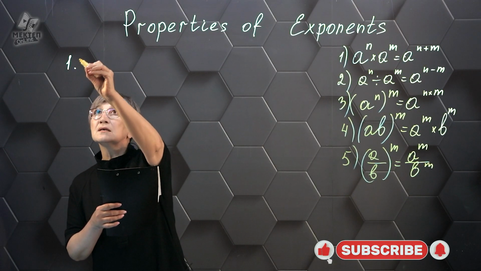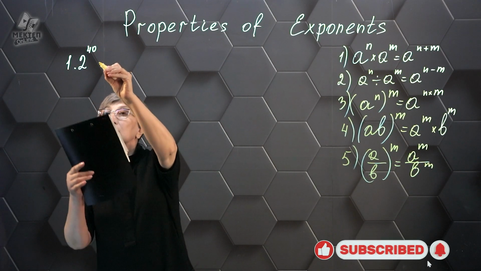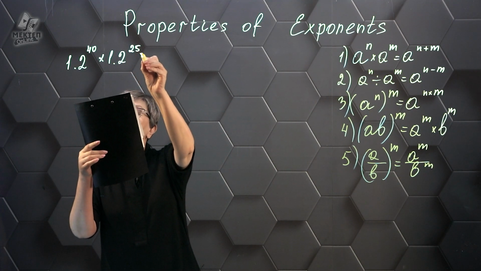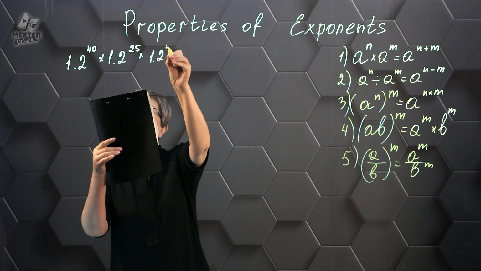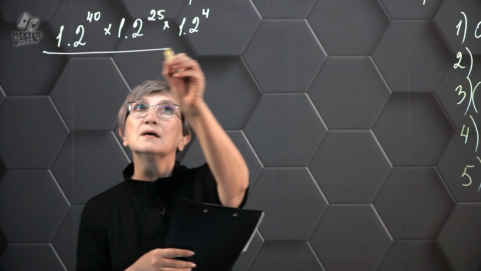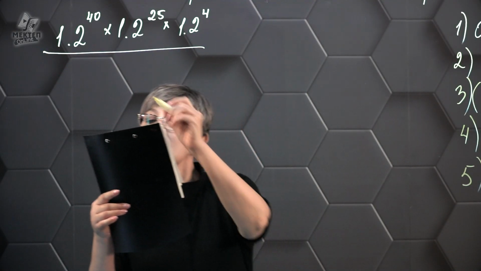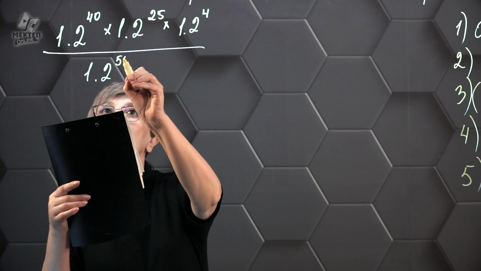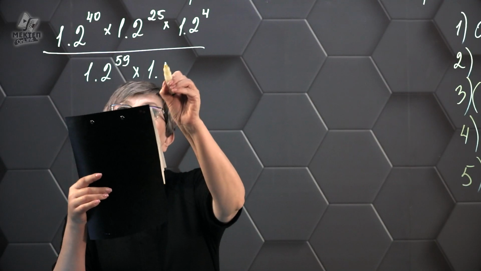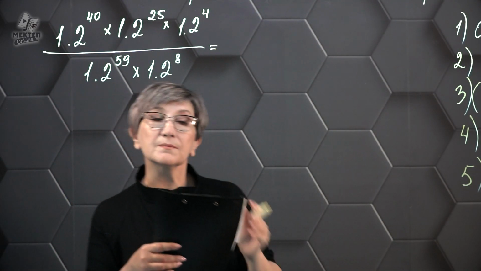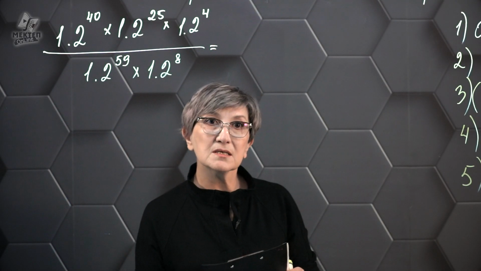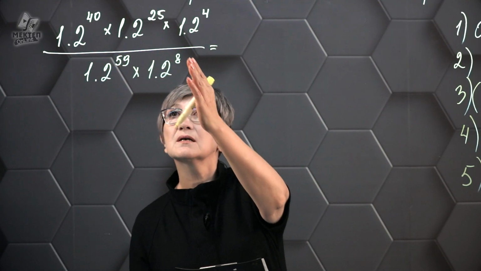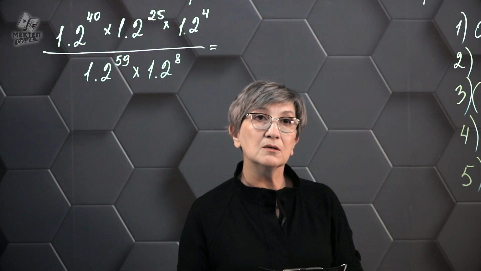An example would be 1.2 raised to the power of 40 multiplied by 1.2 raised to the power of 25 and multiplied by 1.2 raised to the power of 4. This product needs to be divided by 1.2 to the power of 59 multiplied by 1.2 to the power of 8. As you can see, to find the value of this expression, we need to calculate the value of the numerator and divide by the value of the denominator.